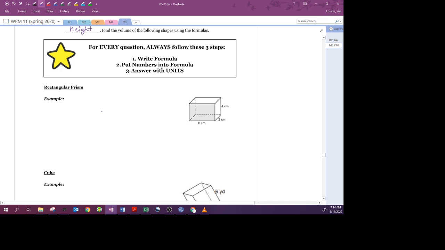So for example, a rectangular prism, volume equals length times width times height. And that's okay. If you think about this, the area of the base is length times width. So that's still following our rule. So in this one, we can label these. This is L, this is W, this is height. So this becomes 6 times 2 times 4, which is 48 centimeters cubed.